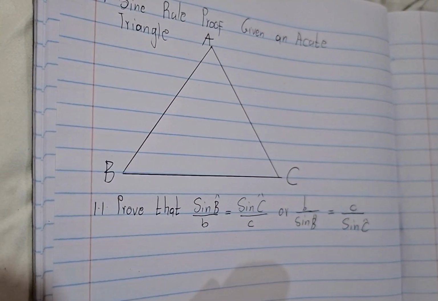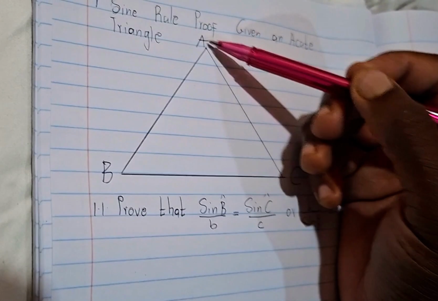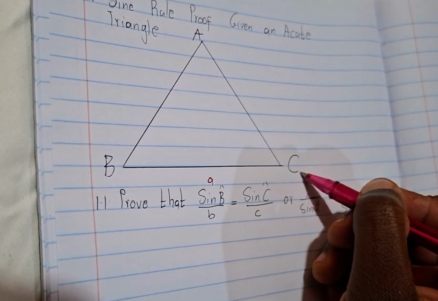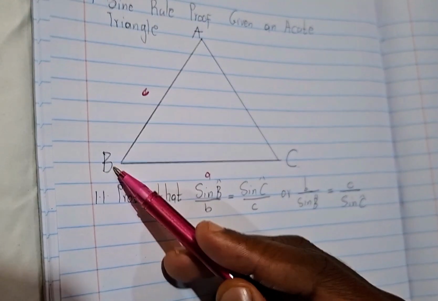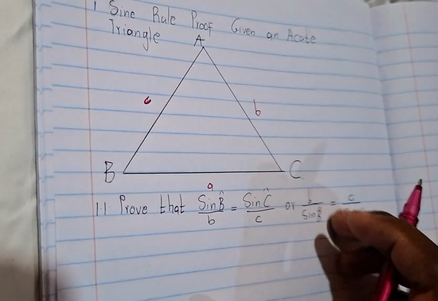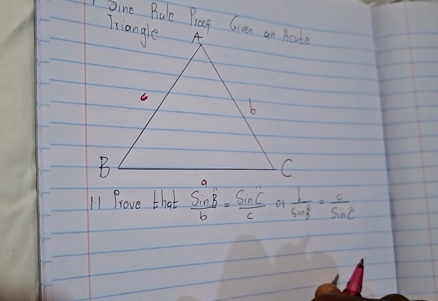The first thing that we must do, guys, is name our sides. Because this is A, this side is small letter a. Because this is C, this side is small letter c. Because this side is B, this side is small letter b. This one we get from grade 9 or grade 8. Okay, what should we do?